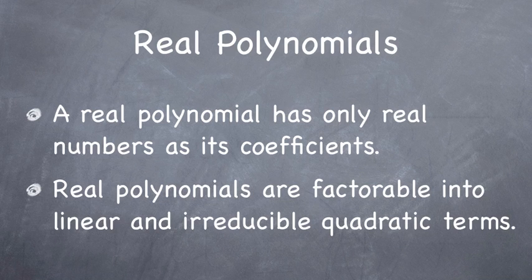However, those irreducible quadratic terms are going to correspond to complex zeros. Remember last time we saw that there's this relationship between zeros and factors. For every linear factor, there's a corresponding zero. For every quadratic factor, there are going to be two corresponding complex zeros. And we'll see those in a moment.